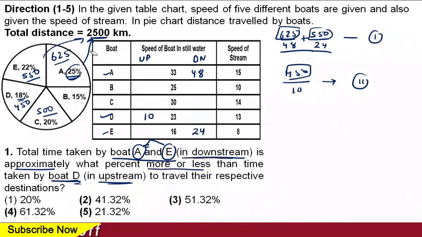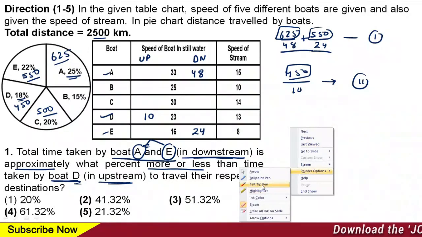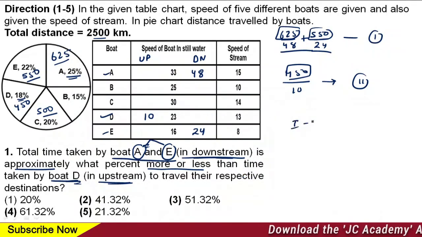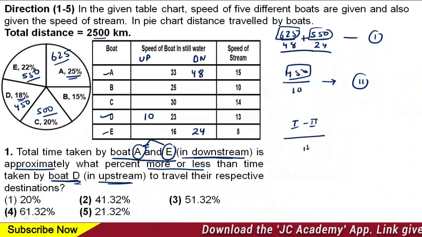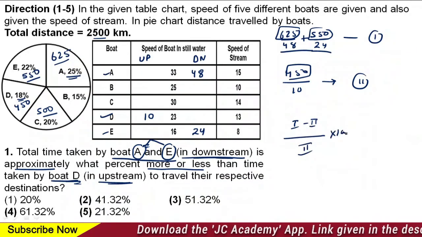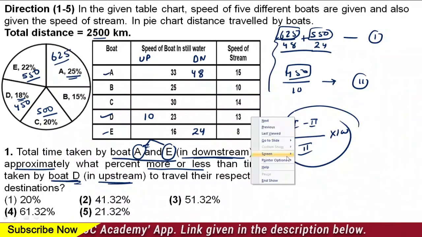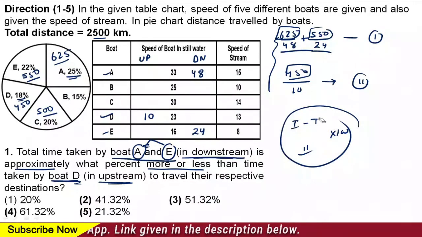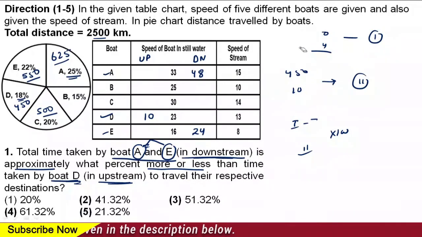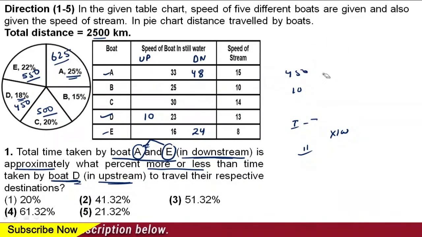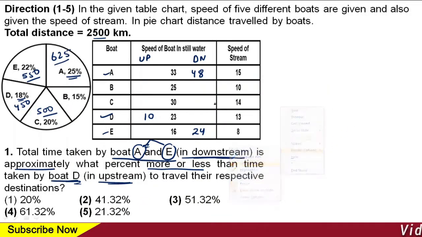So either you could have calculated the first value and then the second value, and then taken the difference between the first and second, upon the second, into 100. This is what is basically being asked, right? So either you calculate this, or the shorter path, which is what I'm doing right now: we will not write the values in kilometers. We will just use the values in percentage as mentioned in the pie chart. Let's see how we do it.